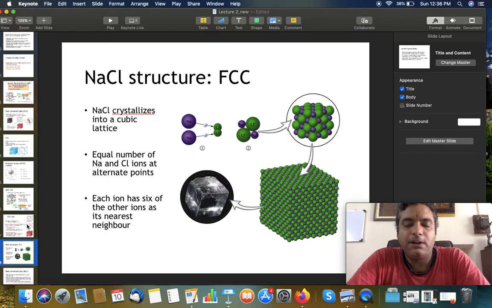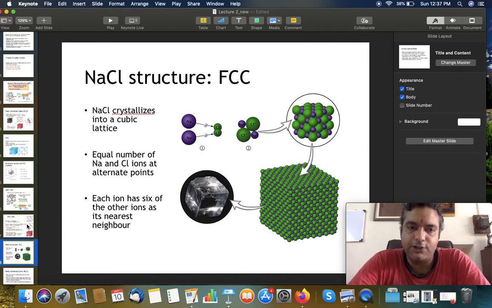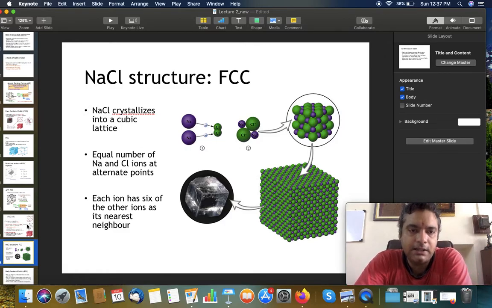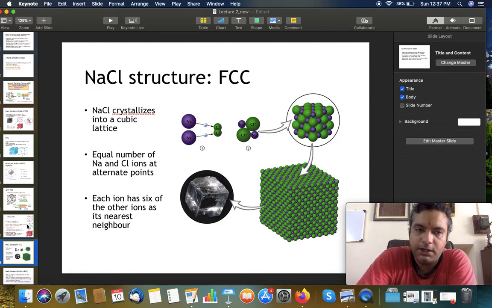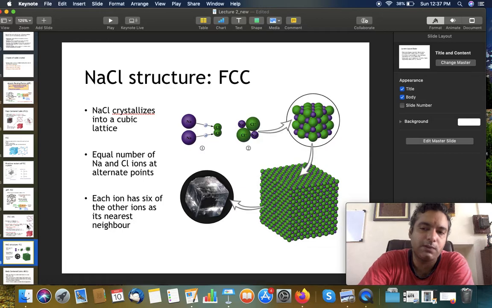The best example of a face-centered cubic is common salt, or the NaCl structure. NaCl is a crystalline structure. It crystallizes into a cubic lattice. Equal numbers of sodium and chlorine ions at alternate points form this FCC structure, and each ion has 6 of the other ions as its nearest neighbors, whether you take sodium or chlorine.